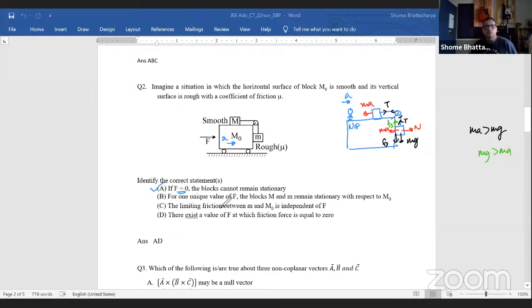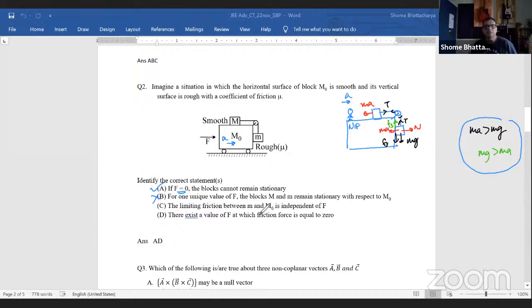Now, for one unique value of F, m and M must remain stationary. No, that is not correct. We can see here that there's a whole range of values for which this will happen because friction can act either upwards or downwards depending on the tendency for slipping. So option B becomes wrong.